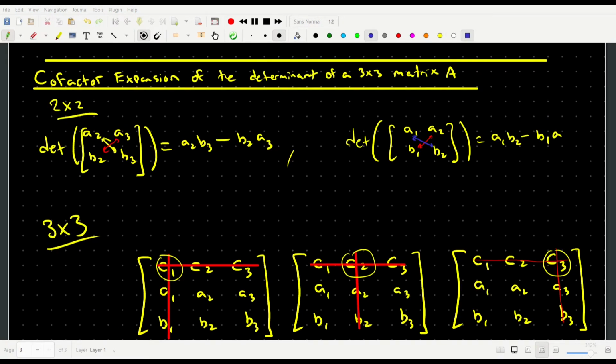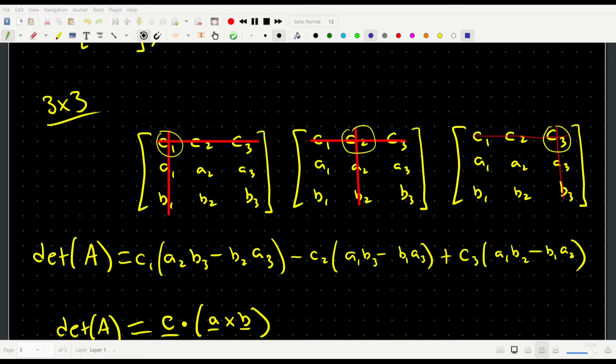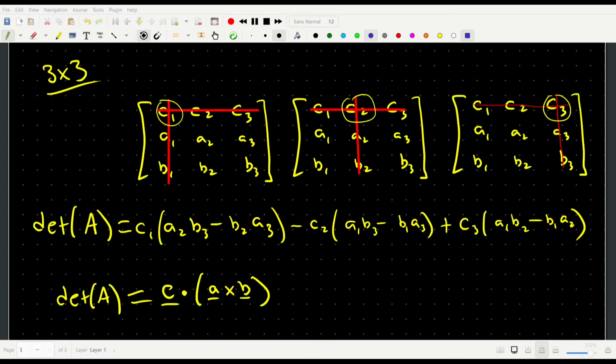So this is just, like I said, the cofactor expansion of the determinant of a 3x3 matrix A. You start with the 2x2 matrix. The definition of the determinant for a 2x2 matrix is just the product of the diagonal minus the product of the off diagonal. And this is the cofactor expansion method of calculating the determinant of a matrix A. The interesting thing for us is that this is the same thing as the triple scalar product of these vectors, C, A, and B.